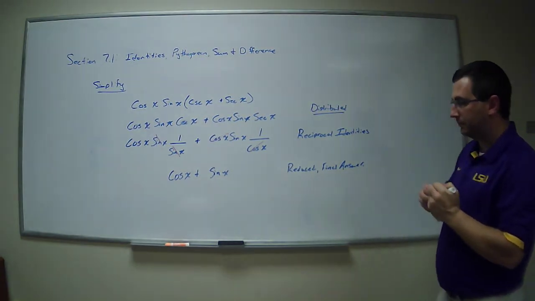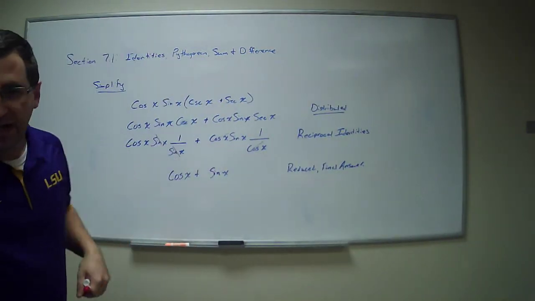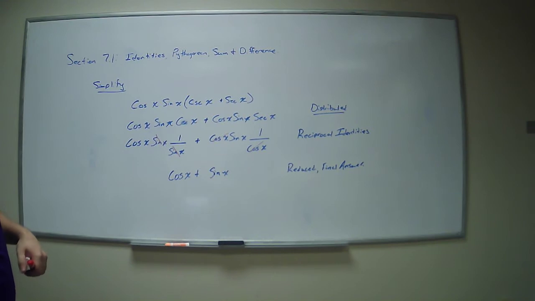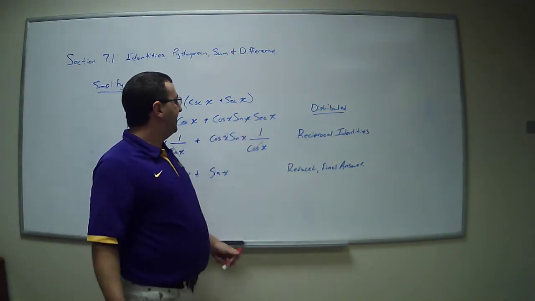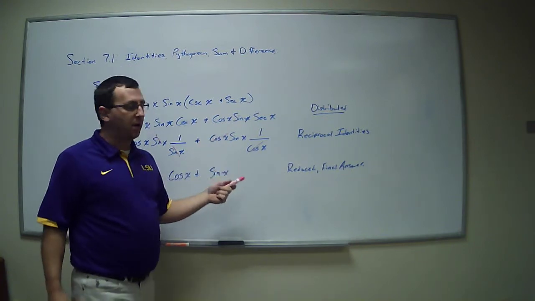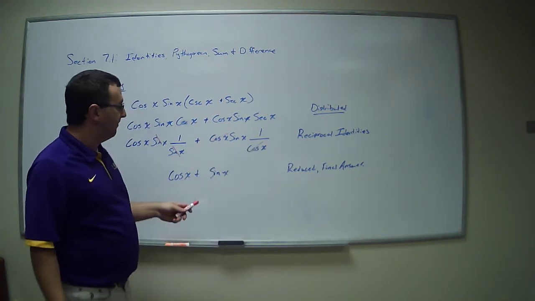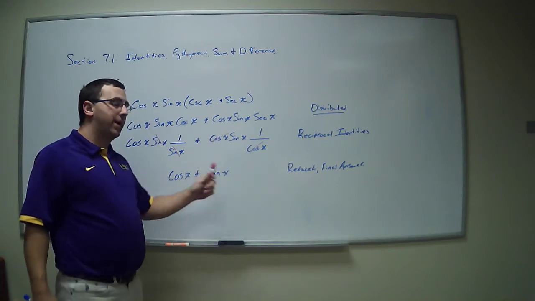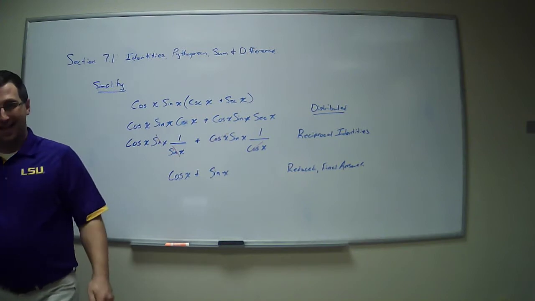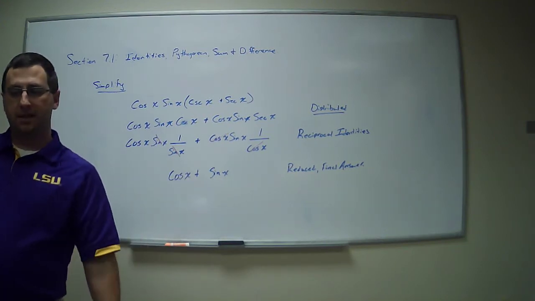Alright? So here, we utilize the tool of reciprocal identities to simplify our problem. But first, we used algebra, we distributed, then we were able to simplify our problem using the reciprocal identities, canceled out the stuff on top with the stuff on bottom, and then all we are left with is cosine x plus sine of x. There we go.